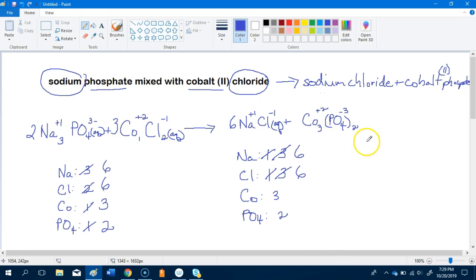With cobalt and phosphate, phosphate is almost always insoluble, and with cobalt it is. So because it's insoluble, it's going to be the precipitate in this question. So the precipitate is going to be this cobalt phosphate.